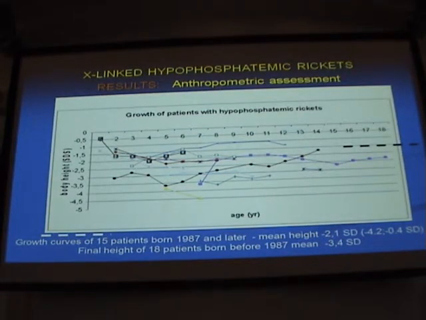You see results of anthropometric assessment. There is growth of patients with hypothyroidism, growth curve of 15 patients born 1987 and later. Mean height was below 2.1 standard deviation. Final height of 18 patients born before 1987 was lower, minus 3.4 standard deviation.